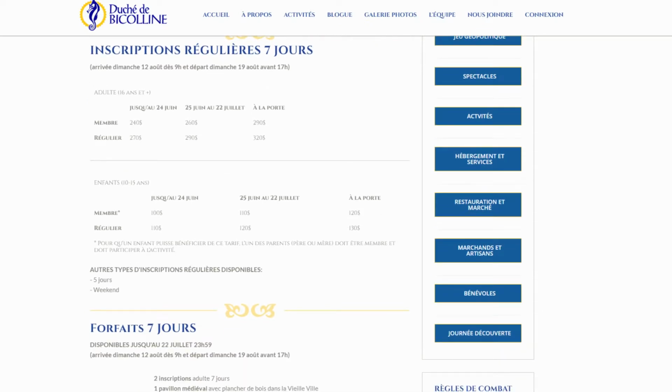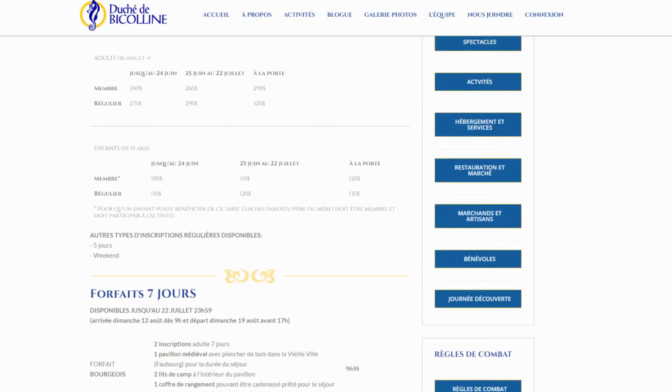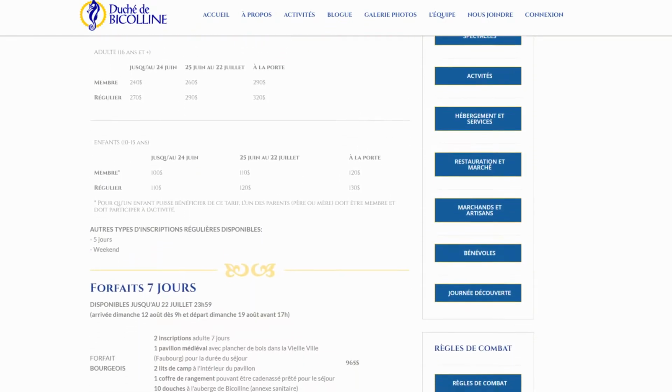Then it talks about children's tickets. It's $110 if you're bringing children ages 10 to 15. If you have children and they're under 10, they're free. So it's $110 until June 24th, $120 from the 25th to the 22nd of July, and $130 at the door. As always, save yourself some money. Pre-register in advance. I'm literally doing it right after I make this video. So that's for the inscription.